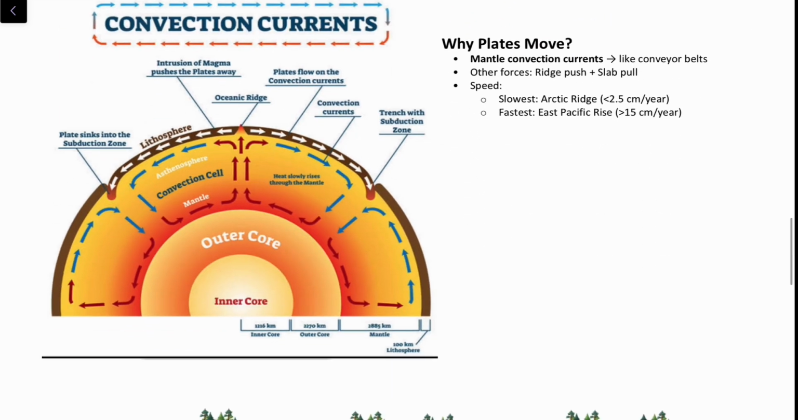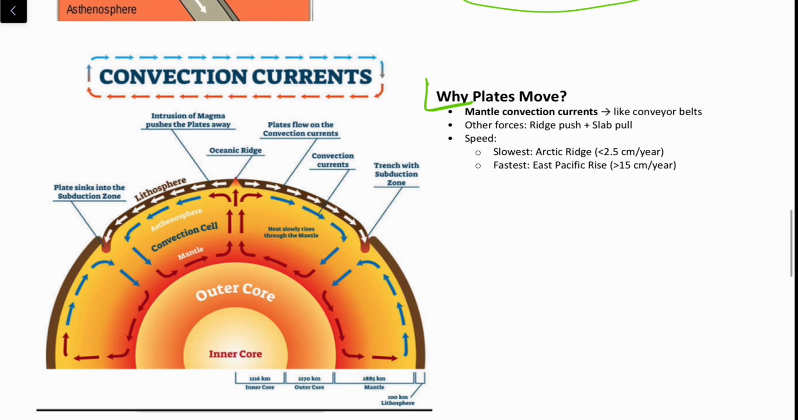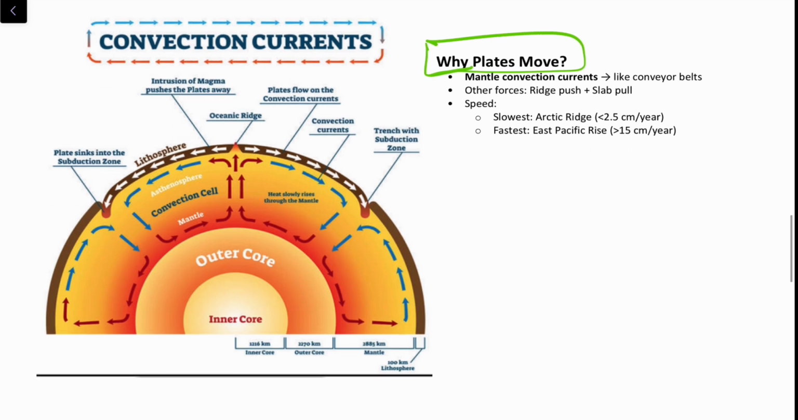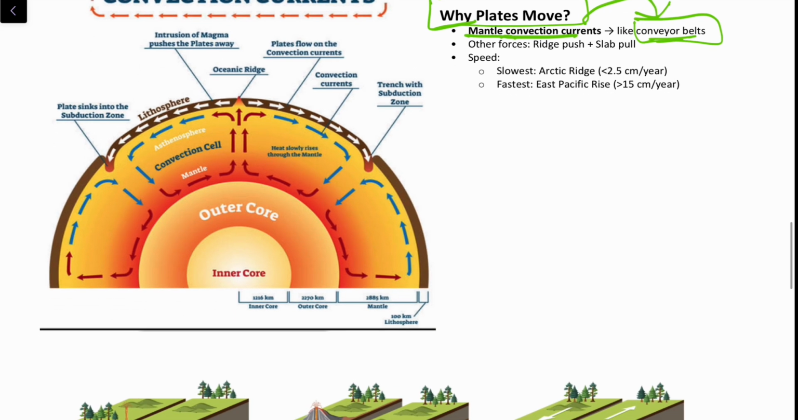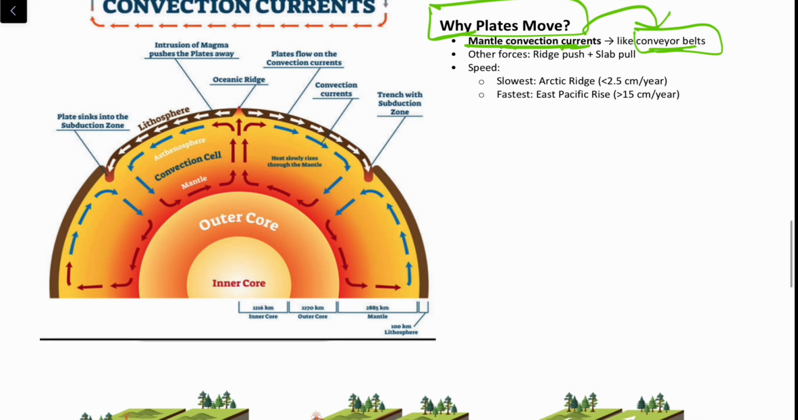So why do these plates move? According to plate tectonics theory, why are these plates moving? Because of the mantle convection currents, like the conveyor belts, what we have discussed in the convection currents theory also. The same applies here. So the mantle convection currents are there. Because of these conveyor belts, the plates above the mantle region are actually getting pushed. The movement is because of the mantle convection currents only.